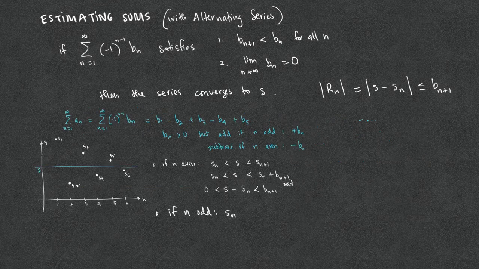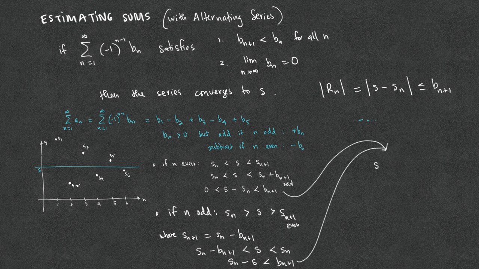If n is odd, then s sub n is greater than s sub n plus 1. But s sub n plus 1 is now s sub n minus b sub n plus 1, because if n is odd, n plus 1 is even. And so s sub n minus b sub n plus 1 is less than s sub n. Rearranging the terms, we see that s sub n minus s is less than b sub n plus 1.